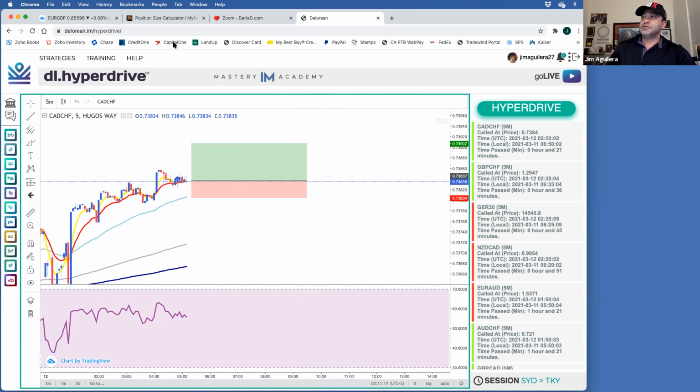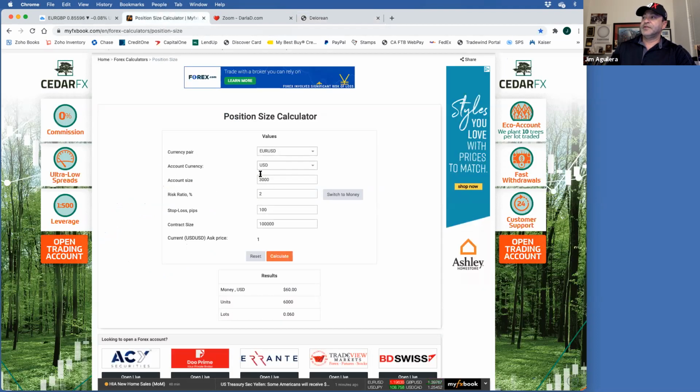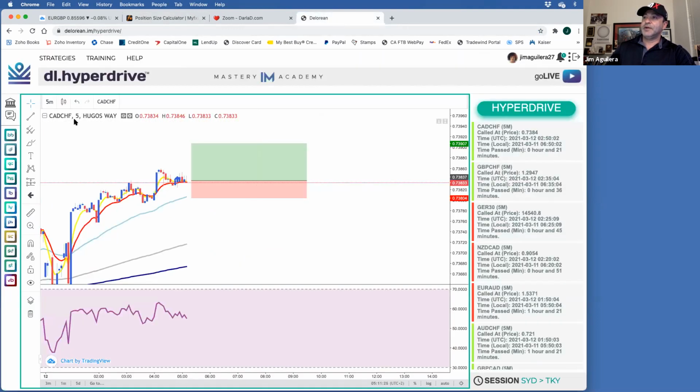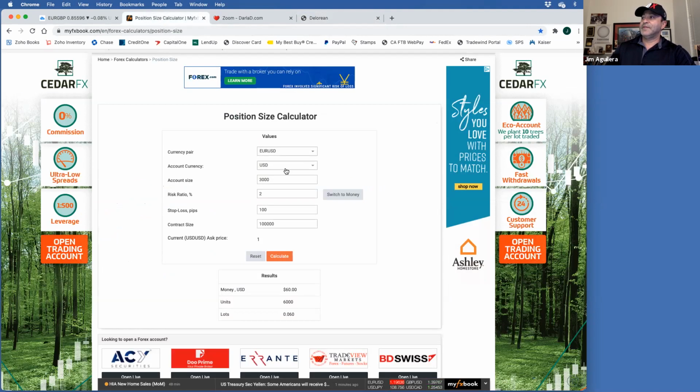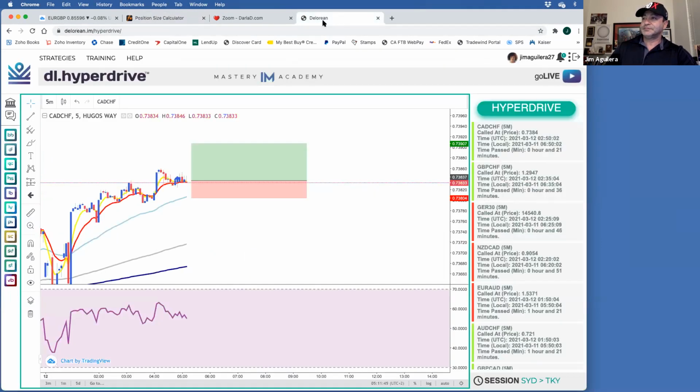So in order to fill this out correctly, you have to figure out what the currency is. So up here we have Canadian dollar, Swiss franc. So that would be the first thing we want to do. And then in this example, we'll have a $3,000 account, and we'll want to risk 2%, but we want to make sure we enter the stop loss pips correctly.